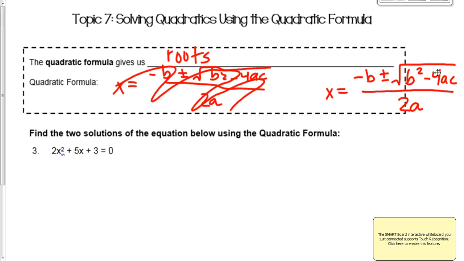But there is a little song you can use to remember it. It's to the tune of Pop Goes the Weasel. We'll sing it in class one day. You can even just Google quadratic formula song. I'm sure it's on YouTube.